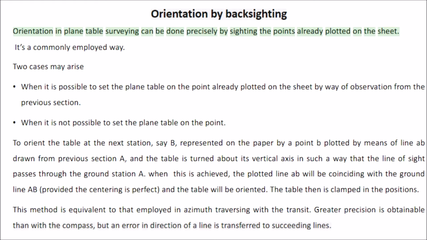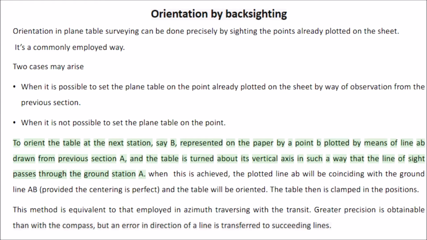Orientation in plane table surveying can be done precisely by sighting the points already plotted on the sheet. It's a commonly employed way. Two cases may arise. When it is possible to set the plane table on the point already plotted on the sheet by way of observation from the previous station. When it is not possible to set the plane table on the point.